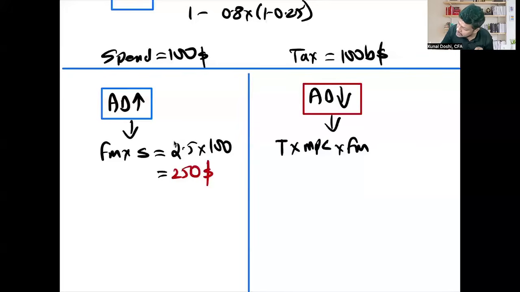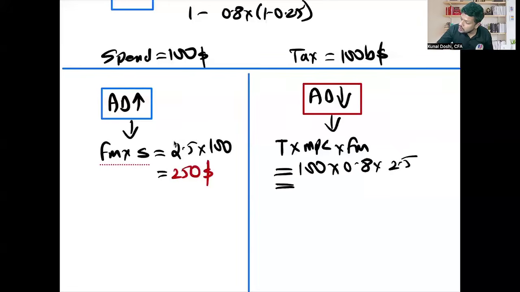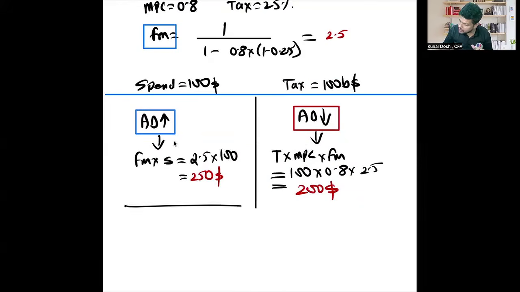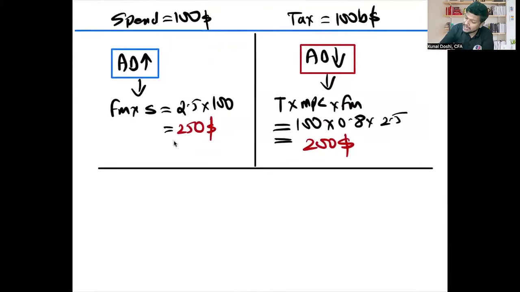And how much is that? Let us calculate that. So the government has increased the taxes by $100 billion, correct? And of that, 80% was what people were going to spend. And all of this will have a multiplier effect of 2.5 times. Overall, you will notice this will lead to a $200 billion drop in sales, or drop in the aggregate demand.